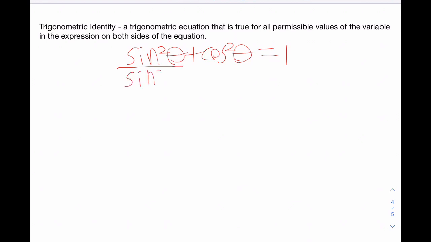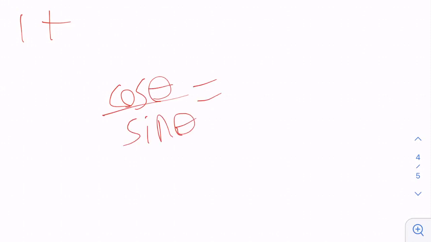Alright guys, this time let's say sine squared of theta plus cos squared of theta is equal to 1. Now, this time let's divide both sides by sine squared of theta. So we divide this by sine squared of theta, we divide this by sine squared of theta, and we divide this by sine squared of theta. These two will cancel out and form a 1 plus. What's cosine theta over sine of theta? Well, this is going to equal cotangent of theta.